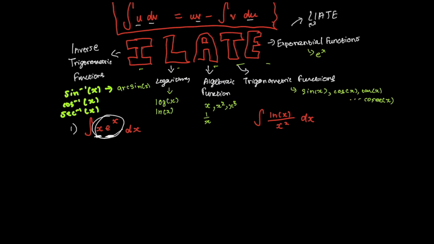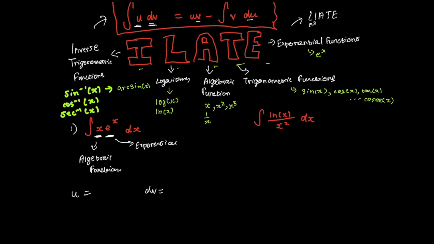ILATE. So you can use integration by parts when there's a product of two different terms present, and our aim is to convert this into the form of u dv so that we can use this formula and simplify it. So basically in this case the two terms are x and e power x. X is an algebraic function and e power x is an exponential function, and we need to determine what u is and what dv is because those are the two variables present in the equation here.